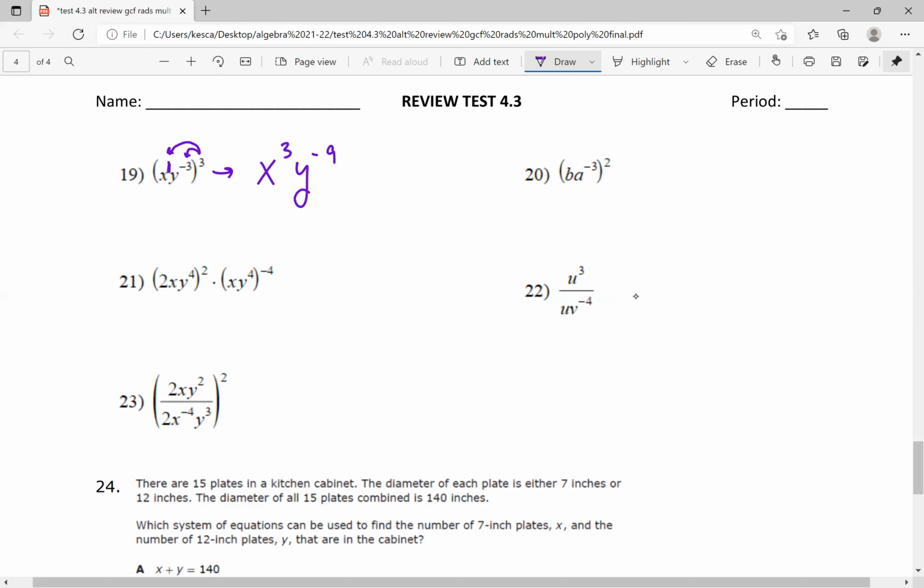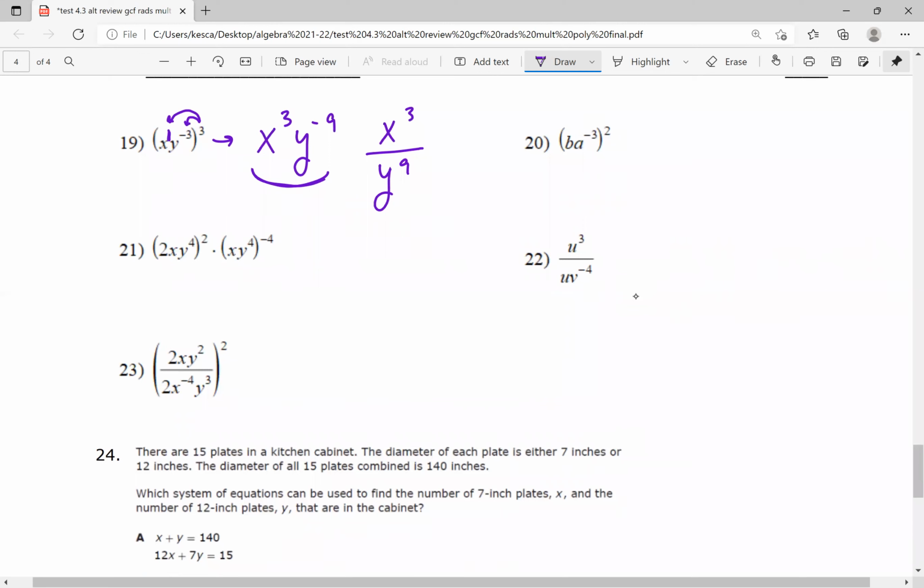And then it depends on how they're going to form out their answer choices. You might leave it like this, or you might have to, remember, move that y to the negative 9 down to the denominator, so it's no longer a negative exponent. But a lot of times they tend to leave it like this. So that's like number 20 as well.